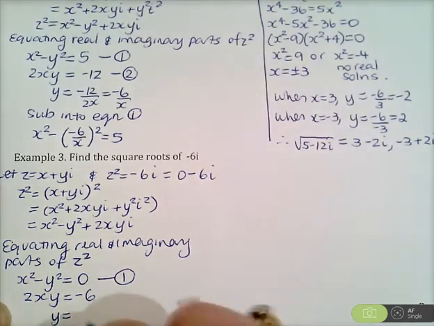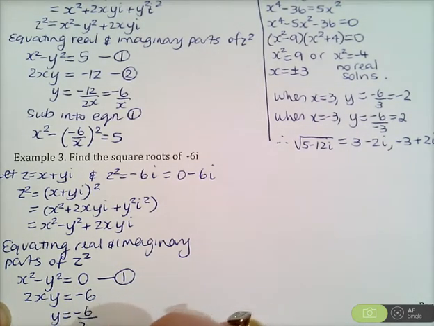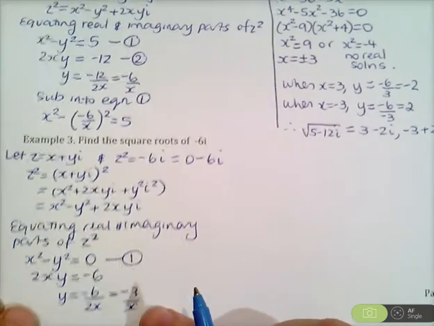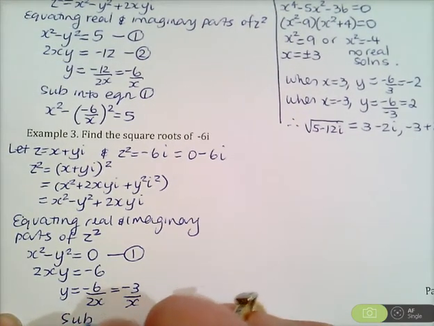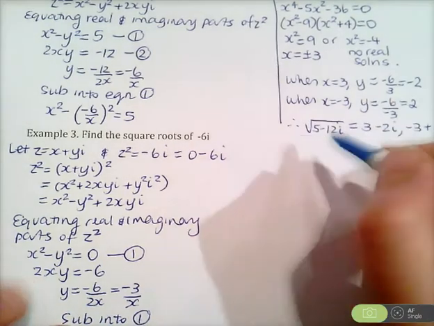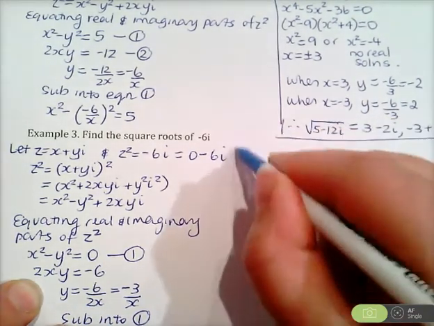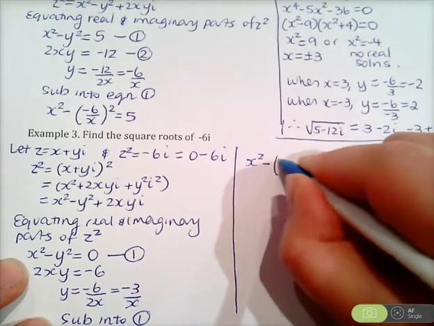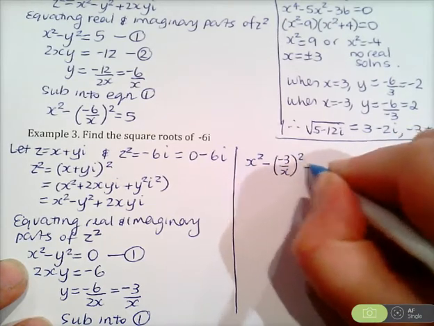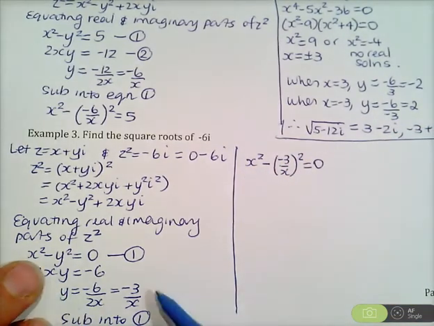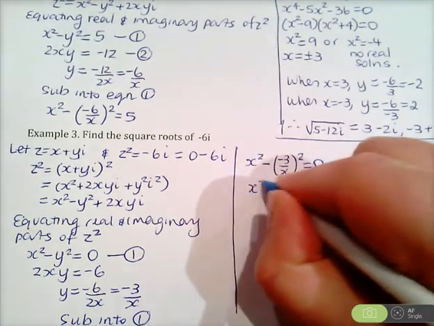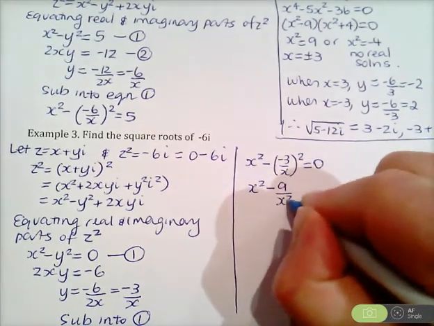In other words, y is negative 6 on 2x, which happens to be negative 3 on x. Okay, you don't want to make a careless error there. Just be very careful when you do that. Substitute into equation 1. We'll just keep that separate. And you will get that x squared minus negative 3 on x, squared, is 0. Notice I'm putting this in brackets and squaring it. So I've got x squared minus 9 over x squared is 0.